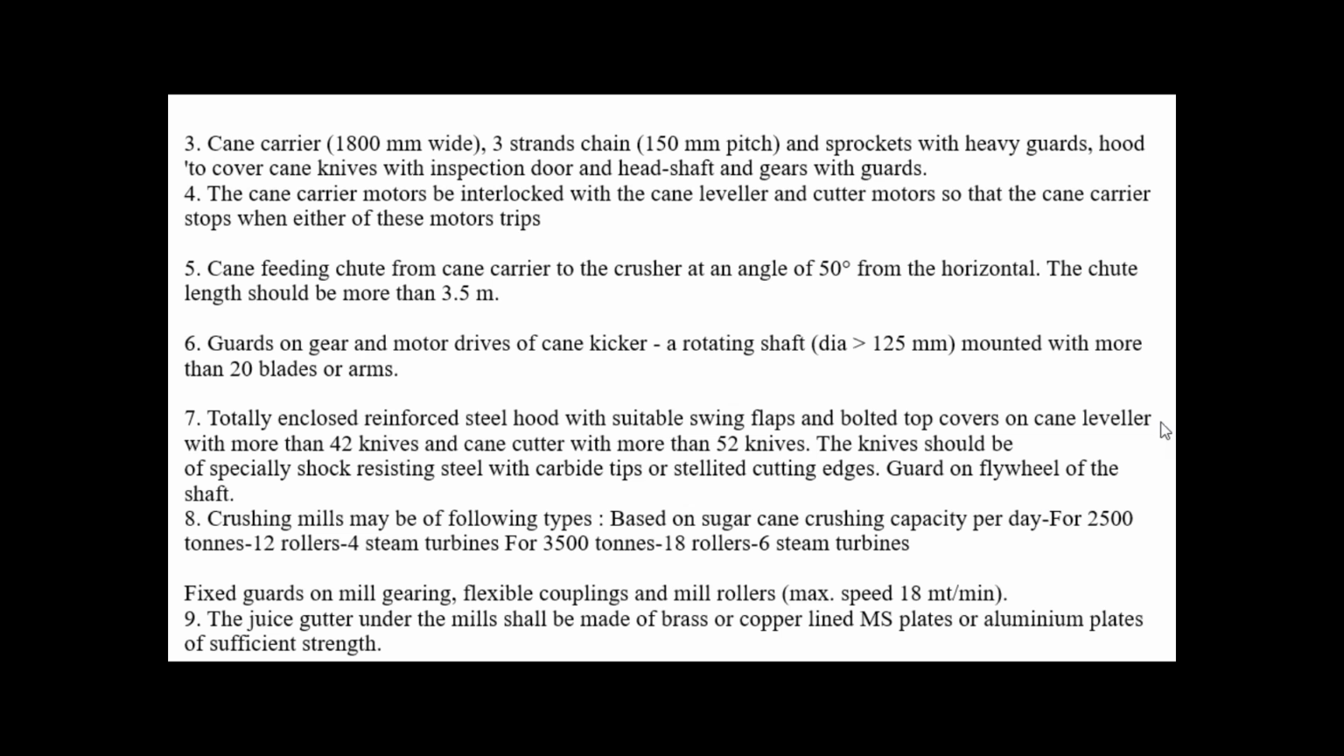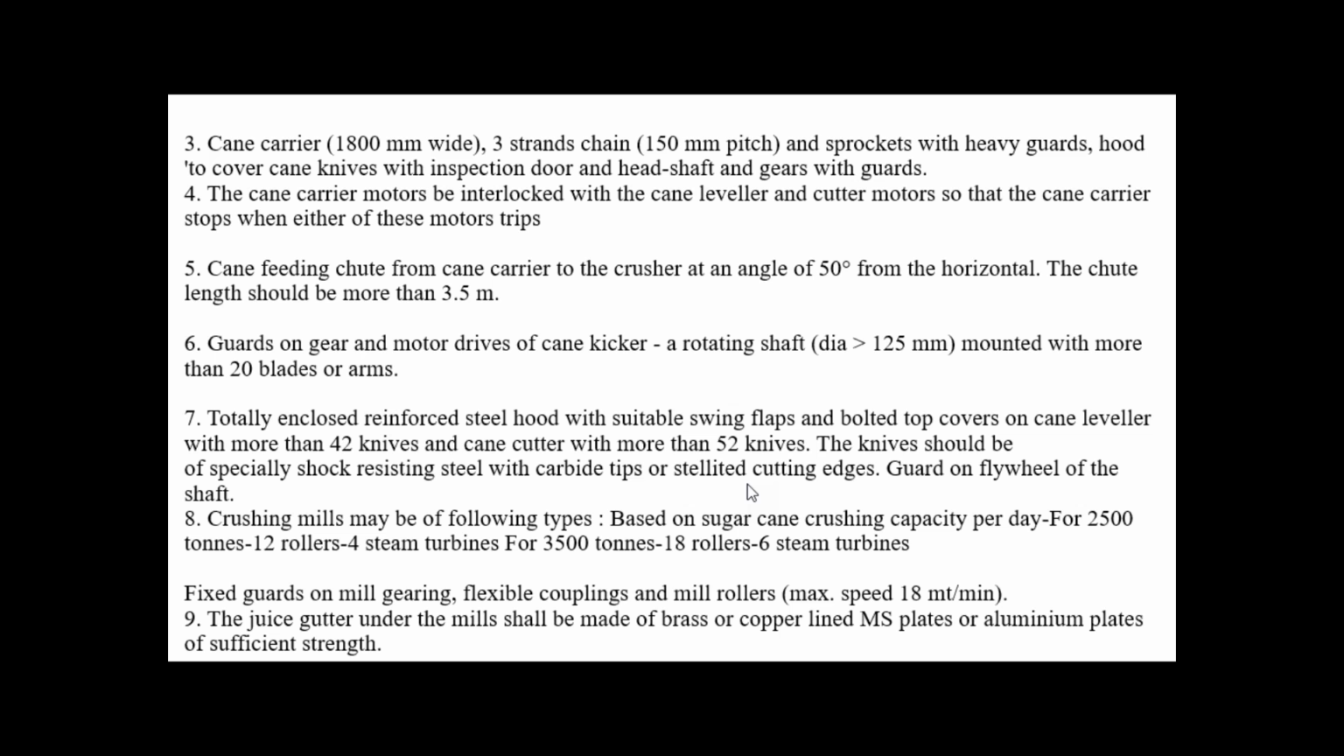Then in some cases we have to provide guards. In some cases, especially when we are dealing with knives, we have to cover all the knife operating machinery. Then crushing mills may be of the following types based on sugarcane crushing capacity per day: for 2500 tons, 12 rollers and 4 steam turbines; for 3500 tons, 18 rollers and 6 steam turbines. So depending on the crushing mills, we have to use these types of rollers and their safety measures.